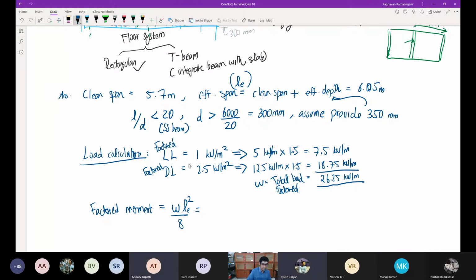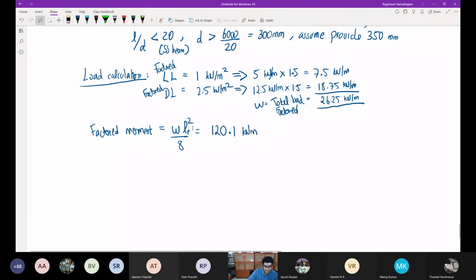120.1. Others, you get 120.1. Again, this is a random problem which I've just chosen. I do not know what the answers are. Others get 120.1. Yes, sir. Okay. So now we start the design process.